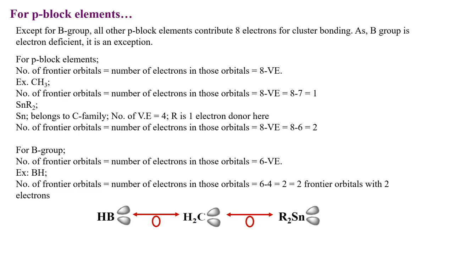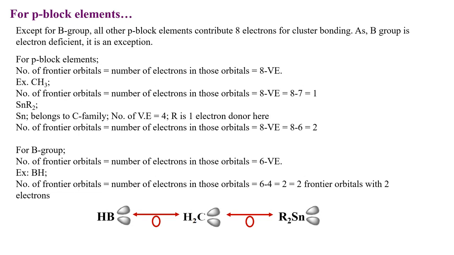Now, for p block elements, except for boron, all other p block elements contribute 8 electrons for the cluster bonding. Because the boron group is electron deficient, that is an exception. So in case of p block elements, the number of frontier orbitals will be equal to 8 minus valence electrons. Example, in CH3, the number of frontier orbitals will be 8 minus valence electrons, here 7, right, 4 plus 3. So it is 1. So this fragment has one frontier orbital with one electron.